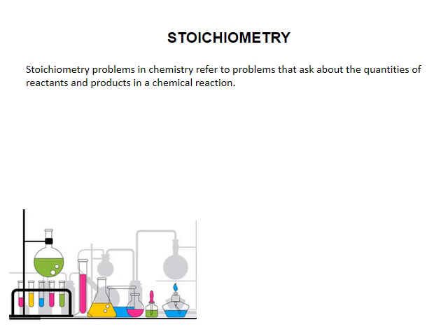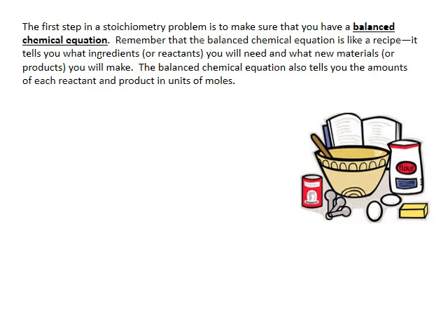Stoichiometry problems in chemistry refer to problems that ask about the quantities of reactants and products in a chemical reaction. The first step in a stoichiometry problem is to make sure that you have a balanced chemical equation. Remember that the balanced chemical equation is like a recipe. It tells you what ingredients, or reactants, you will need, and what new materials, or products, you will make. The balanced chemical equation also tells you the amounts of each reactant and product in units of moles.